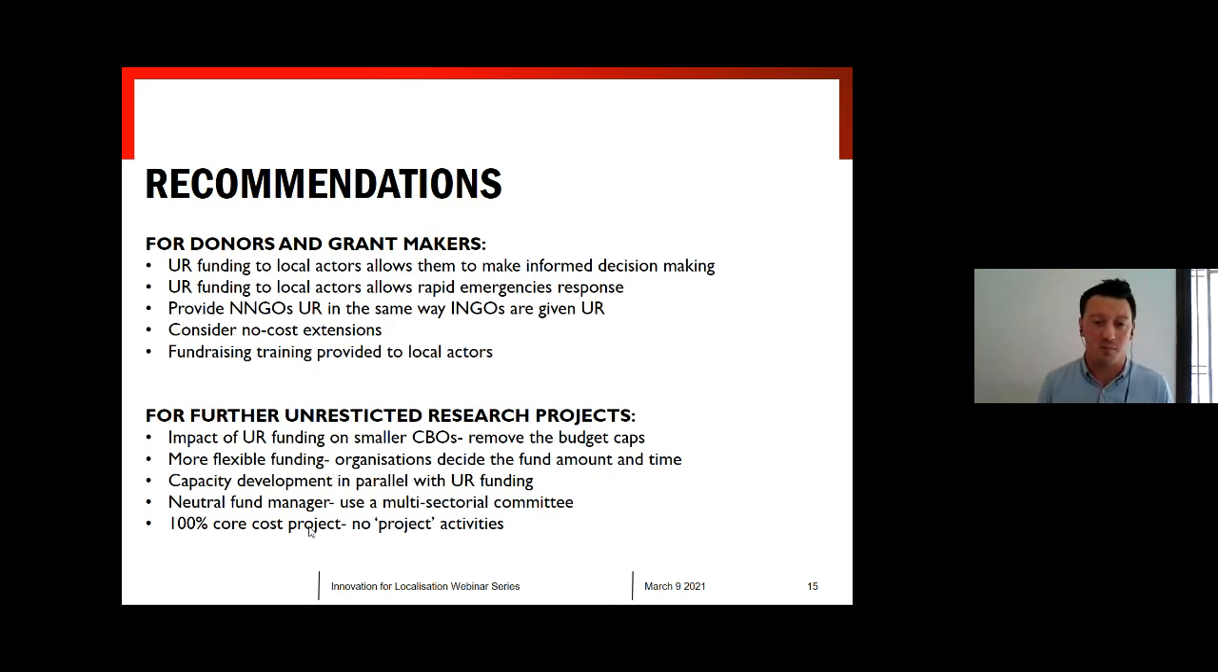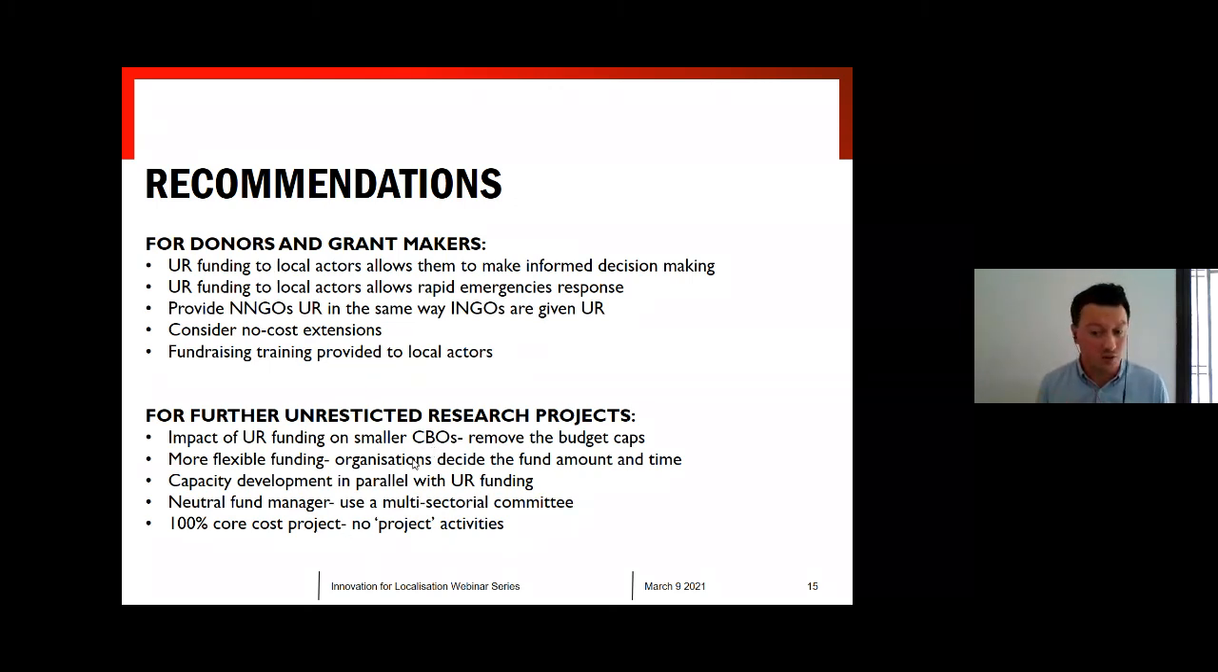So for donors and grant makers, unrestricted funding for local actors allows them to make informed decisions based on the community's needs, and they know it the best because they are there in the communities. And they can also react quickly to rapid onset of emergencies and respond quicker than we can as INGOs. Also, it's about trust as well. Donors already give INGOs 7% plus often of unrestricted funding, but we do not, as INGOs, historically do the same for local actors. So why is this not more common?